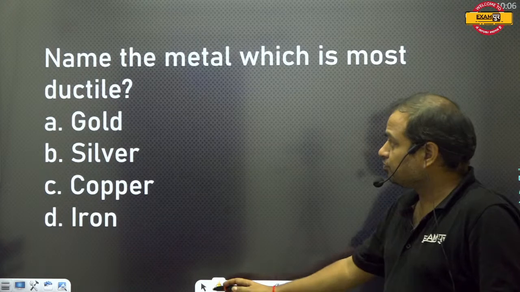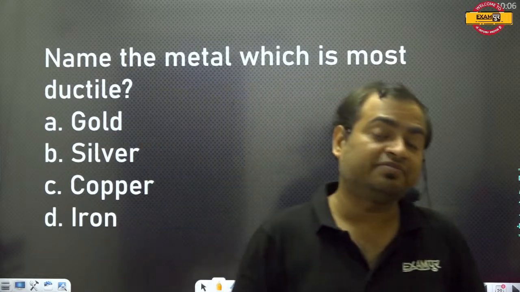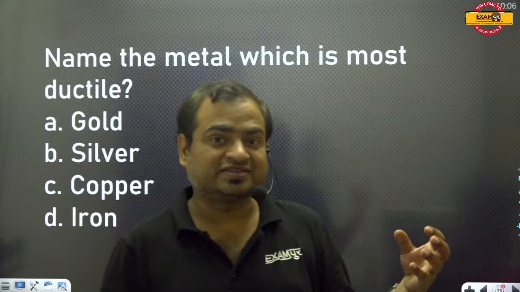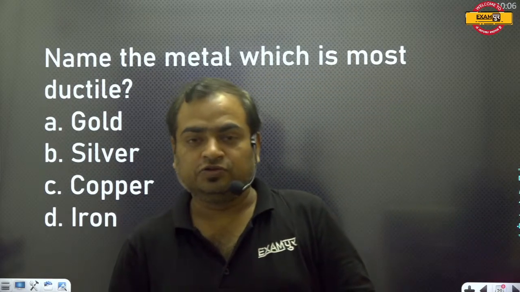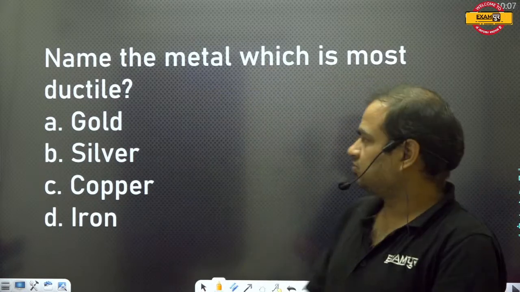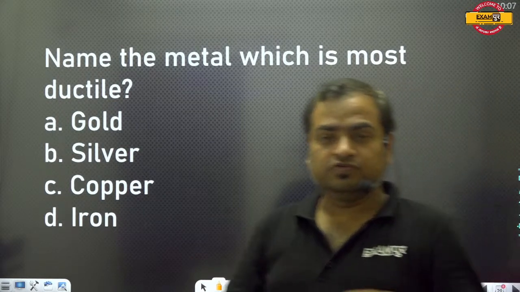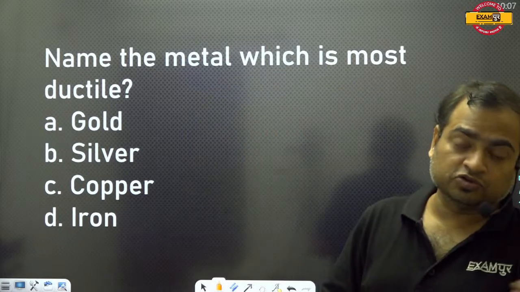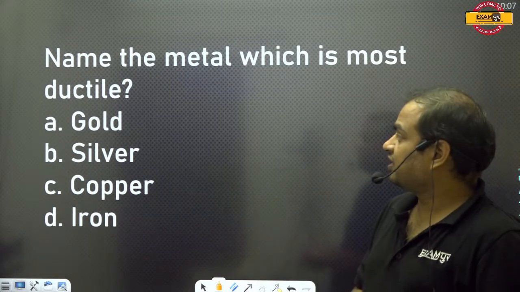Now, name the metal which is most ductile. What does it mean by ductile? Ductility of the metal can be defined as the property by which the metal can be converted into a very thin wire. Those metals which cannot be converted into a very thin wire have very low ductility, but those which can be converted into a very thin wire have very high ductility.